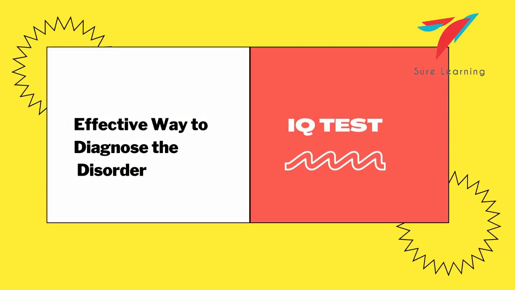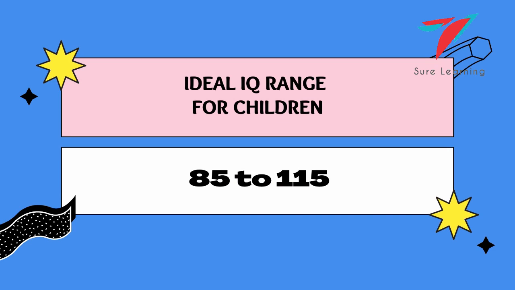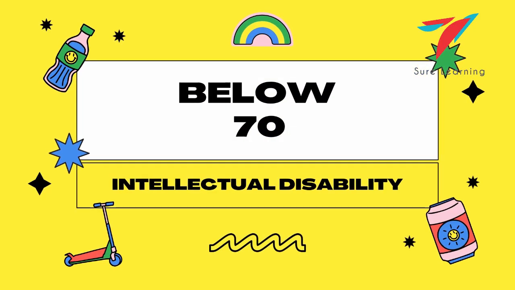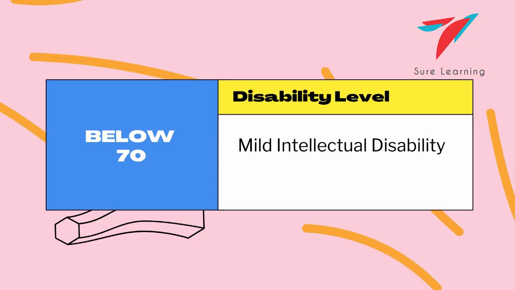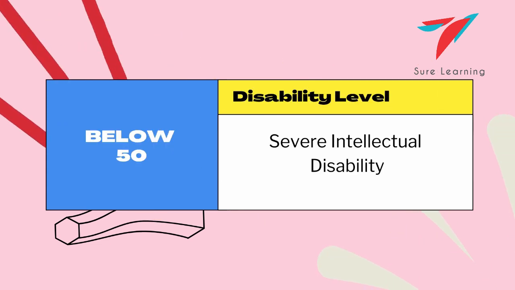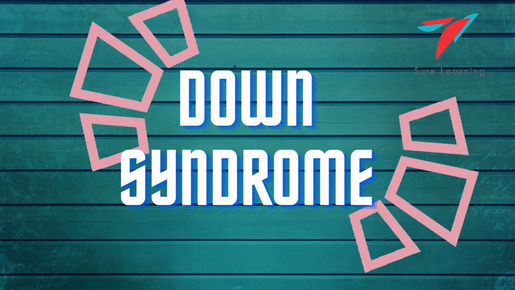An effective way to check if the students have this disorder is by taking an IQ test. On an average, students have an IQ between 85 to 115. IQ range less than 70 is supposed to be an intellectual disability. We can further categorize IQ below 70 as mild intellectual disability, below 60 as moderate intellectual disability, below 50 as severe intellectual disability. Let's discuss some of the intellectual disability disorders.